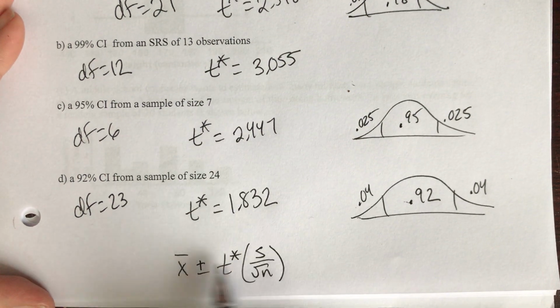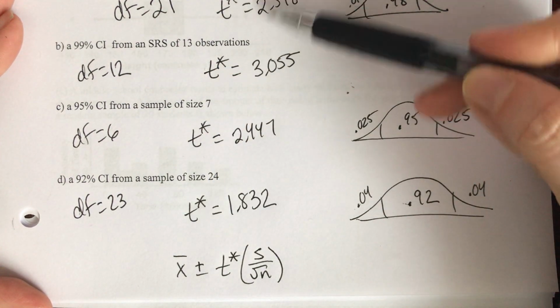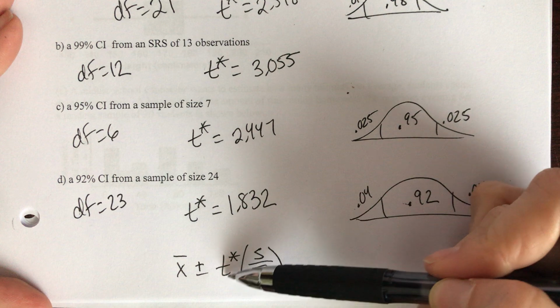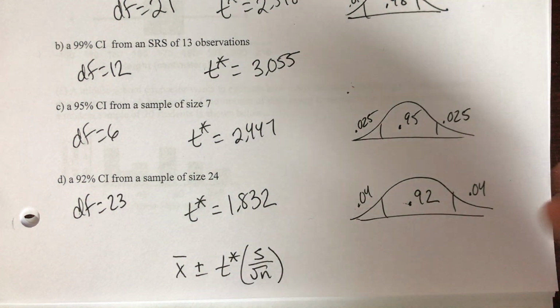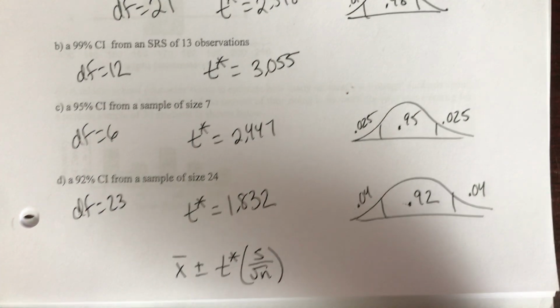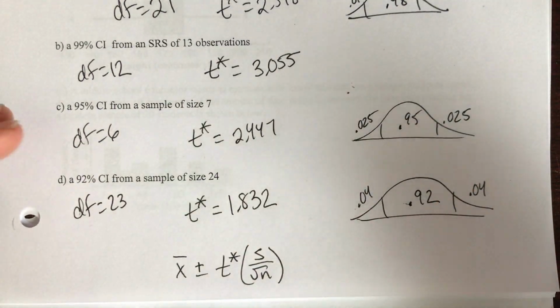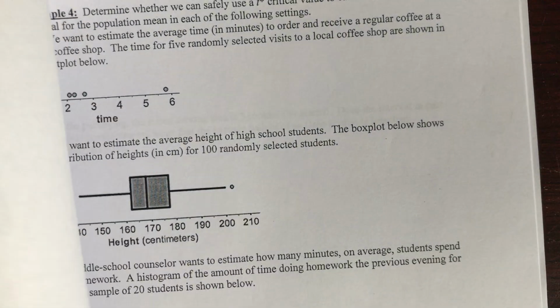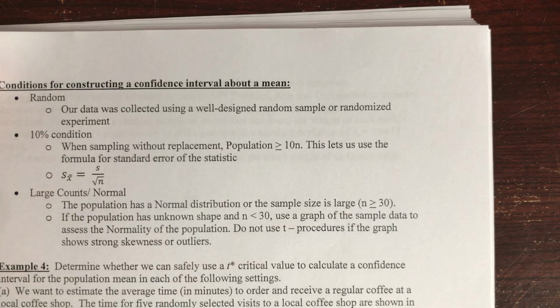Okay, that's eventually where we're going to head, where these t stars are going to get plugged in right here for this t star amount. Okay, so your critical value is crucial. If you aren't told the population standard deviation, or you can't calculate it on your own, you have to use the t distribution. Now, just like everything else, we need to know if we can use the t distribution.